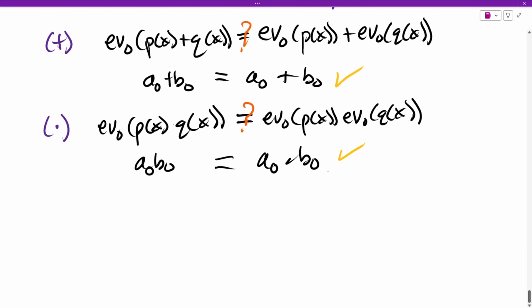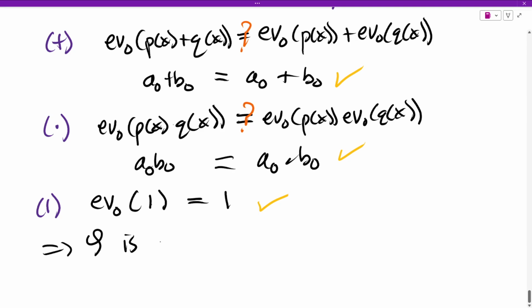And then lastly, we have to check that it's compatible with 1. So the polynomial 1, I'm going to write as 1, which has 1 as the constant coefficient, and zeros for all the other coefficients. So what do we get? We get 1. Is that the multiplicative identity for the integers? Yeah. All right, we're golden here too. Great. So what can we conclude from this? We can conclude that phi is a homomorphism.